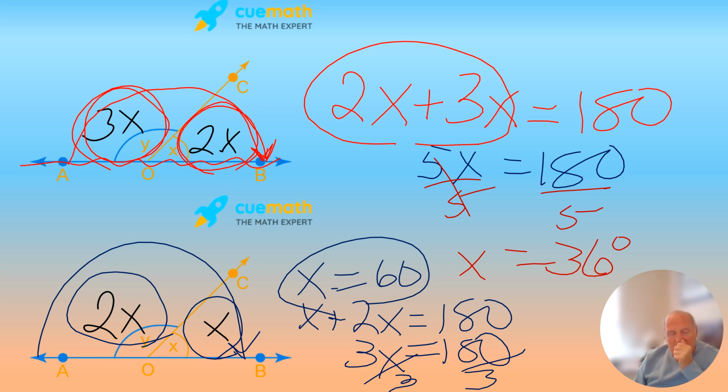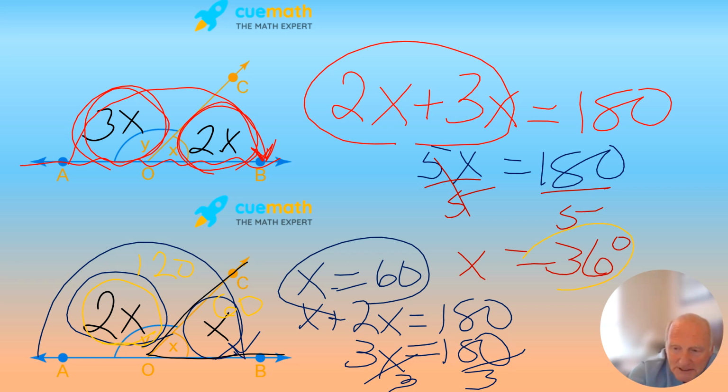Now, if they give you this one, they don't want to just know x, they want to know what is the measure of the angle, like COB. First of all, you're going to have to remember, well, this is COB. Well, it's x. And x is 60. And so 60 degrees is there. How about the other one? The angle on the left. Well, it's 2 times 60, which is 120.